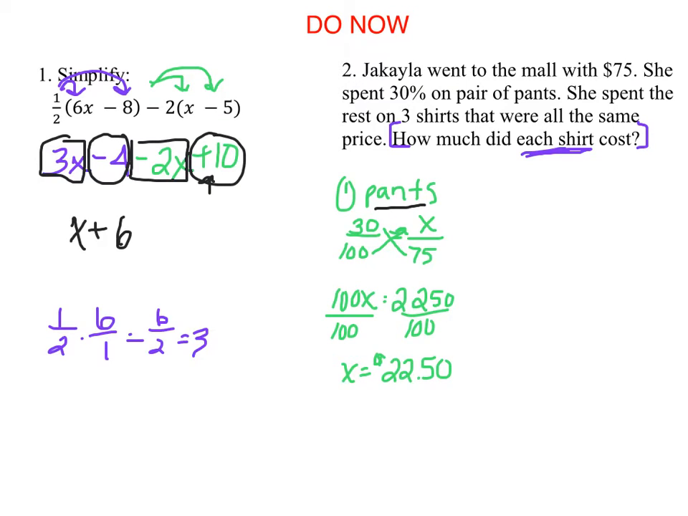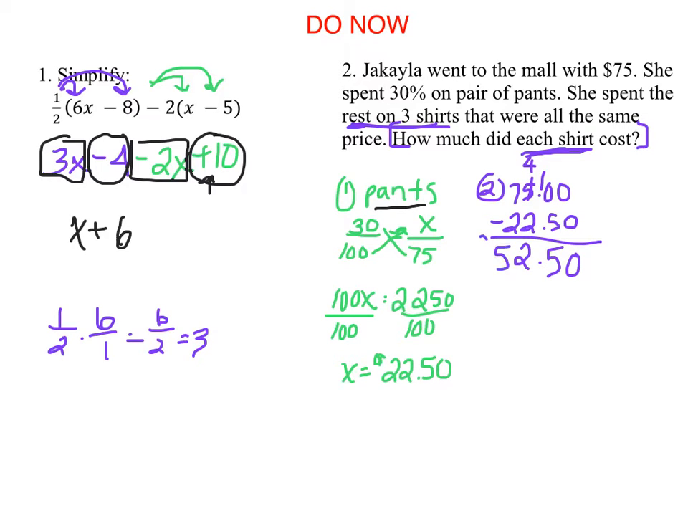In the problem, I see it says she spent the rest on 3 shirts. So this word, the rest, that signals me to subtract. So my total was 75. She already spent $22.50 on pants. So when I subtract, I need to borrow. 10 minus 5 is 5, 2, 5. So this means she spent the rest, $52.50, on 3 shirts. But again, the question asks how much did each shirt cost?